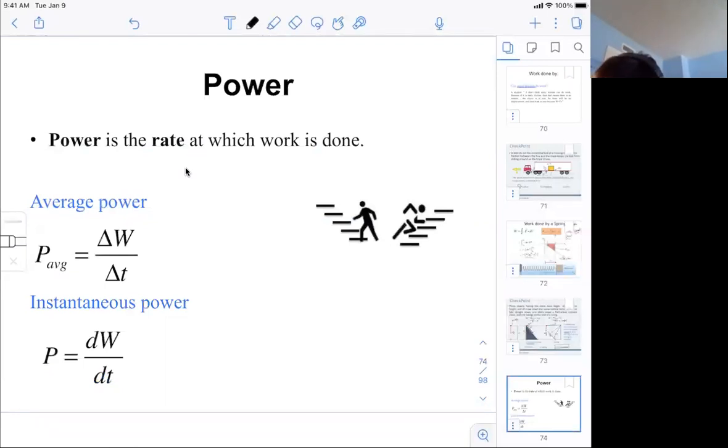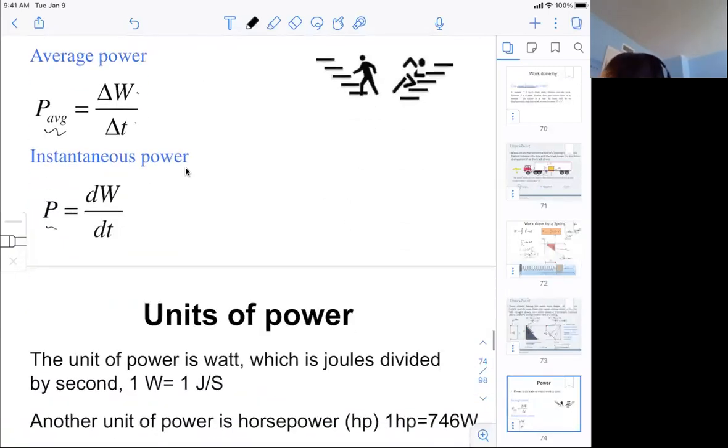Same thing with your electrical appliances at home, right? 1,000 watts versus 5 watts. You use electricity for the same amount of time, you will use different amounts of energy because the power is different. So it's at what rate the work is done. The power can be calculated using the amount of work divided by time. Of course, this is the average power. The instantaneous power is the derivative of work over time, dW over dt.